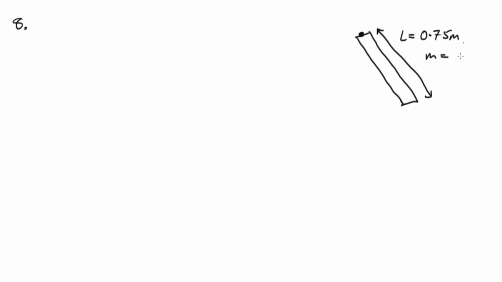Okay, so this is problem 8. In question 8, we've got a rod which is pivoted about one end and it's allowed to swing like a pendulum. So something like that. It's pivoted about this point. It's got a length of 0.75 meters and a mass of 0.42 kilograms, and then it swings like a pendulum.